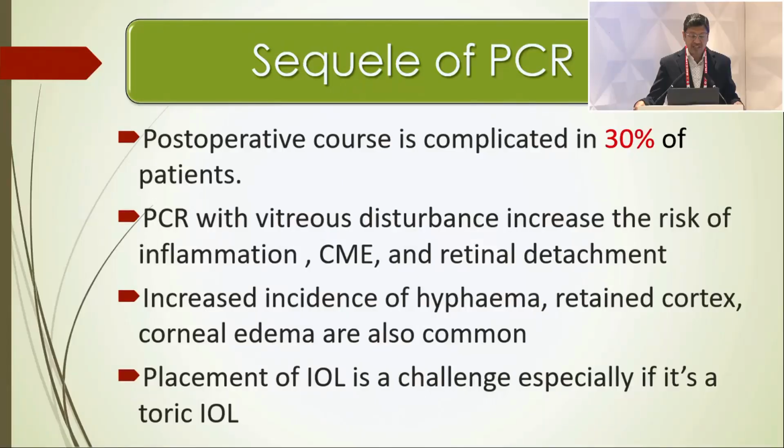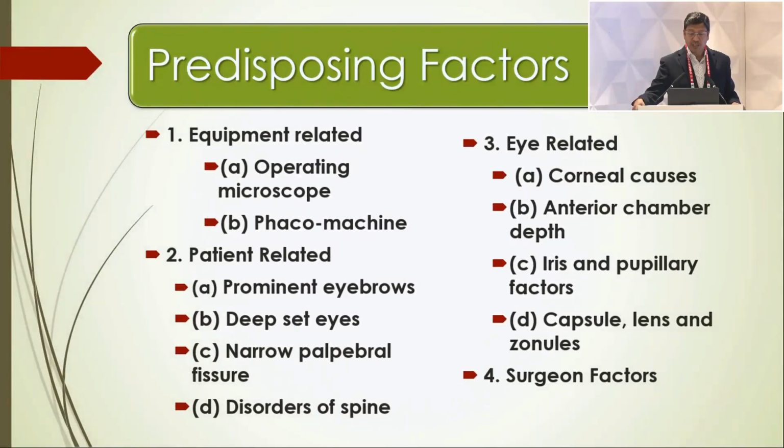So the incidence of PC rent during surgery varies from 1 to 4% and depends on various factors which we will be enumerating. In patients who undergo cataract surgery, if they have a PC rent, there is a 30% probability of having a complicated post-operative recovery with post-operative inflammation, cystoid macular edema, retinal detachment, increased hyphema, cortex retention, and secondary glaucomas. Corneal edemas are pretty high. Placement of an IOL, especially a toric lens, is a real challenge. So it's better to prevent and understand what the predisposing factors are.